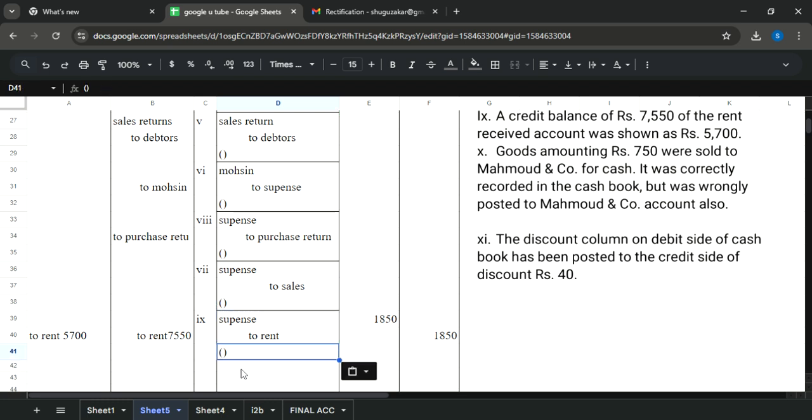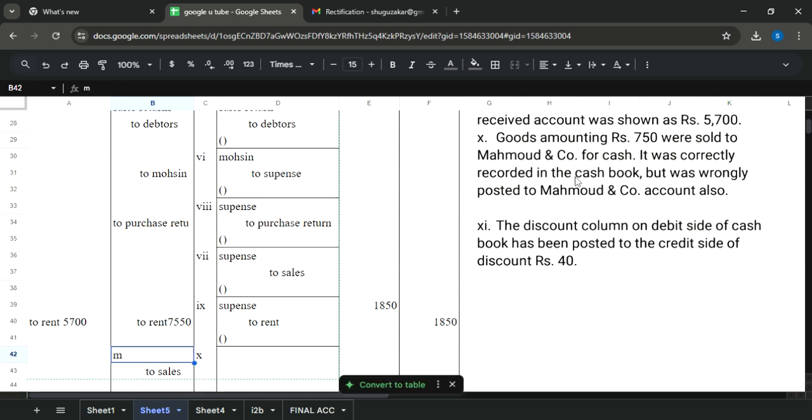Now let's see what our 10th entry is saying. Goods amounting to rupees 750 were sold to Mahmood. Okay, so entry was Mahmood to sales. This was actual entry. It was correctly recorded in cash book. Goods amounting to rupees 750 were sold to Mahmood for cash. Good. This is very interesting entry. Please note it down. Goods amounting to rupees 750 sold to Mahmood for cash.